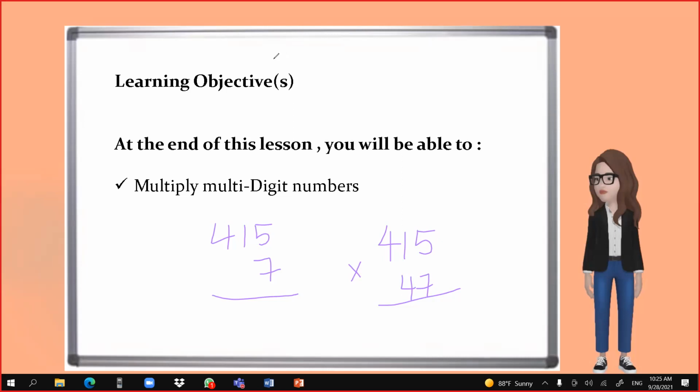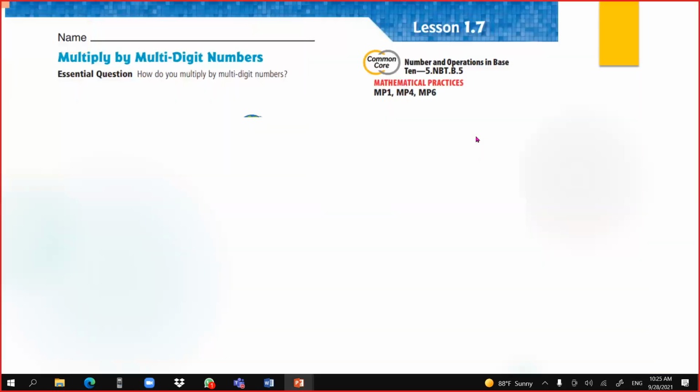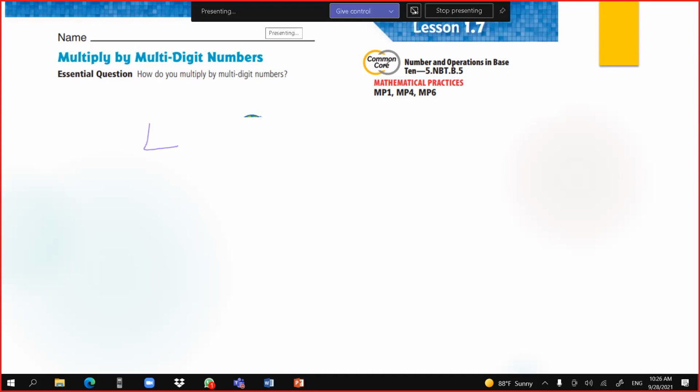Are you ready? Now, all of you, please open your book, page 43. Multiply by multi-digit numbers. This is going to be our lesson today. Now, let's take an example, like 47. I want to multiply it now by 12.